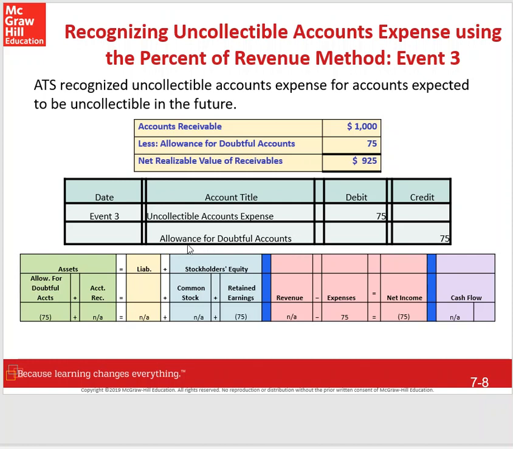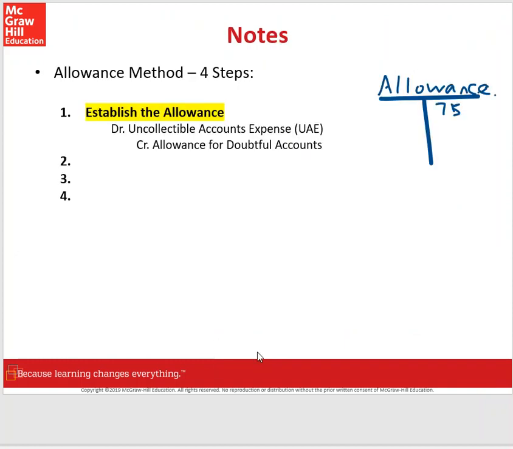So what we see in terms of our accounting equation, our assets are going down because allowance is a contra account and we're crediting allowance. And then we're debiting uncollectible accounts expense, which is going to bring down our net income and therefore bring down our retained earnings. Okay, so step 1, like I said, establish the allowance. There's going to be 4 steps to the allowance method, and I will lay them each out for you. So establish the allowance, and then we're going to debit uncollectible accounts expense and credit allowance for doubtful accounts.